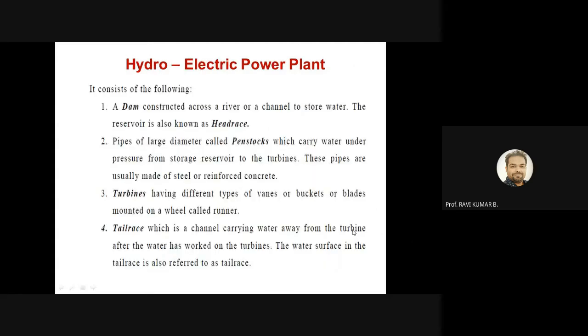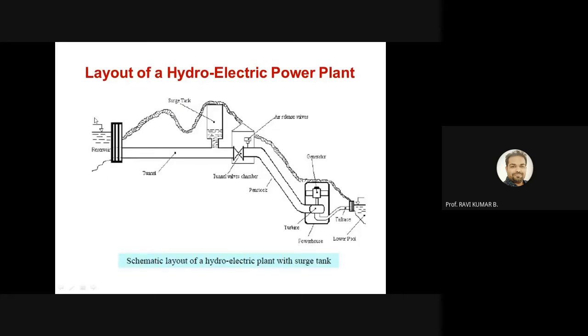So you might have seen how many components there are. One reservoir, then the piping system. In a longer hydraulic power plant, you require a surge tank. And then the piping system, prime mover, generator, and then tail race. So what are the different functions of these?